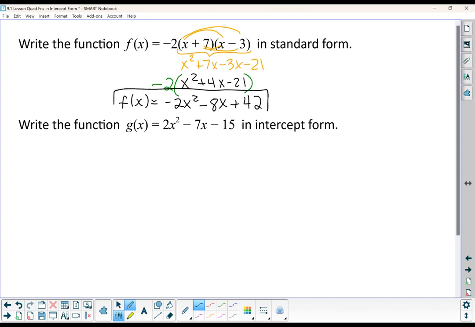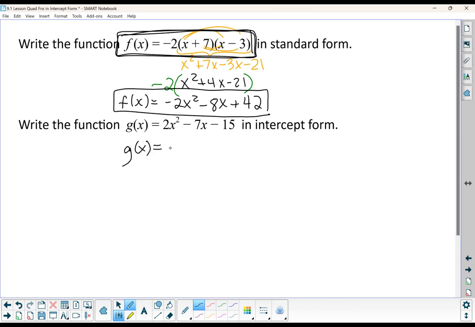So these two functions are the exact same function. They're the exact same graph if we looked at them. They just are presented in two different ways. One is presented in intercept form and the other is presented in standard form. If I have a function g that is written in standard form and I want it in intercept form, I have to think about factoring that function.